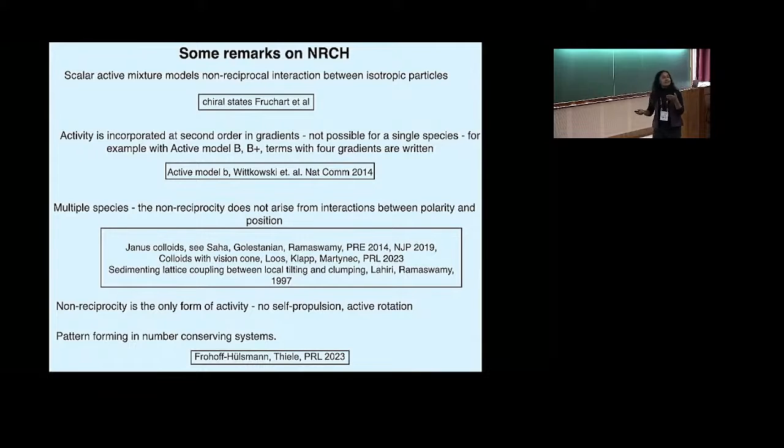Of course, in this conference so far, there have been many examples where non-reciprocity doesn't arise from interaction between different species, but for example from a coupling between polarity and position. So Janus colloids are a good example, colloids with a vision cone, and then this one I had completely forgotten and got reminded of by Sriram's nice talk, where in the sedimenting lattice you have a coupling between the local tilt and the drift because of that. Here in these systems it's rather simple because non-reciprocity is the only form of activity. No self-propulsion or active rotation has been put in.